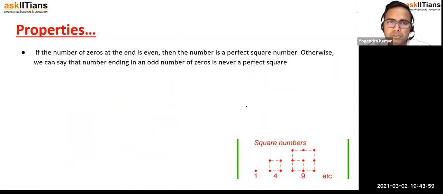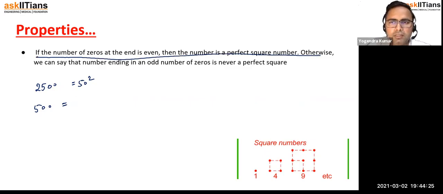If the number of zeros at the end is even, then the number can be a perfect square. Otherwise, a number ending in an odd number of zeros is never a perfect square. What is the meaning of saying this? Like 2500, it is 50 square. But 500, right? 500 is not a perfect square. Just make one correction here in this line. Obviously, it should be that an even number of zeros may give a perfect square. They mean to say that 100 is 10 square.